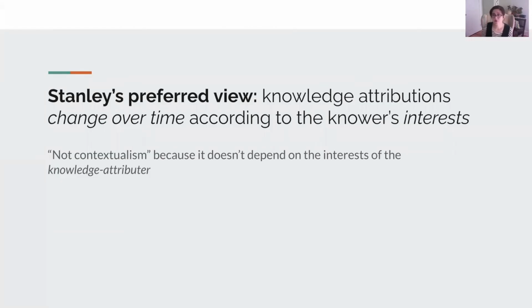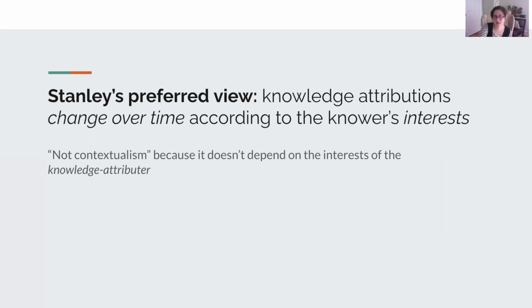Stanley's preferred view, which he doesn't go over in the paper, and which we might talk a little bit about in class if there's time, if you're interested in it, is that knowledge attributions change over time according to the knower's interests. So he kind of agrees with the contextualists that knowledge attributions change, and are true at different times, but he doesn't think it's because it changes with context. He thinks that it changes depending on what the interests of the knowers are. He says it's not contextualism because it doesn't depend on the interests of the knowledge attributor. It doesn't depend on the conversational context. It depends on what is influencing the knowledge claim, something like that. What's influencing the thing the knower is interested in doing, in achieving.